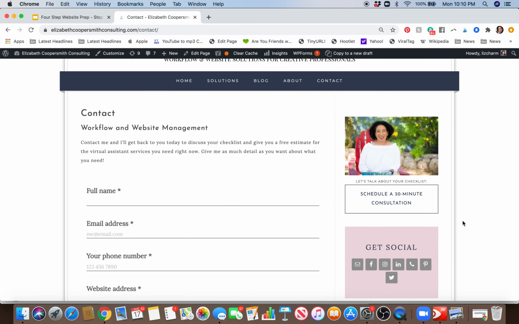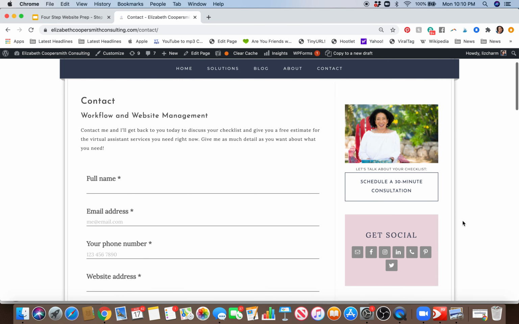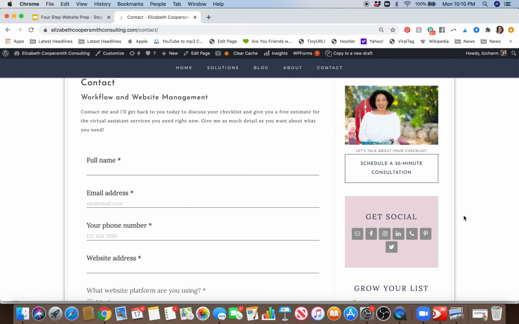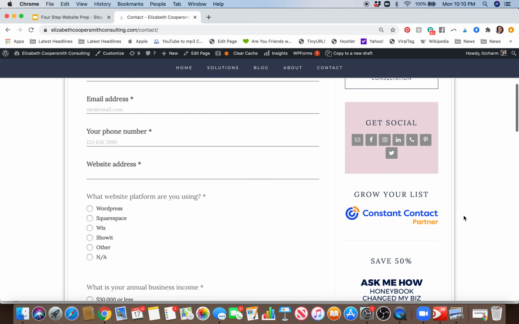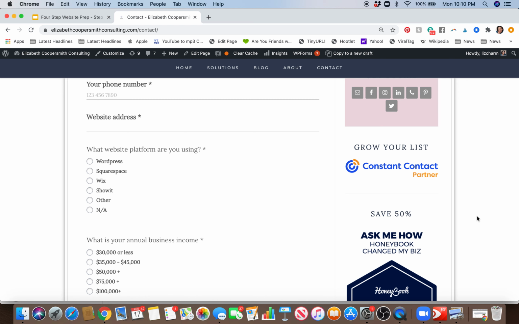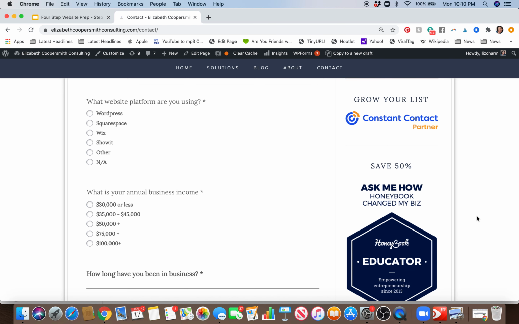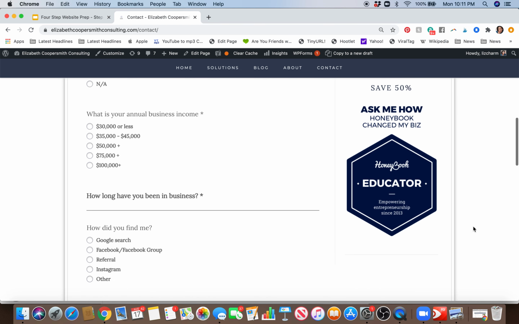And there's just a bunch of stuff on here that's required because it's just stuff I'd like to know. Name, email address, website address, definitely because I work online and I'll be working with you online. What website platform are you using? Because when I'm talking about integrating all of your systems into one thing, one big system is your website. What's your annual business income? Just because it's good to know what level you're at and what level you're trying to reach. How long have you been in business?